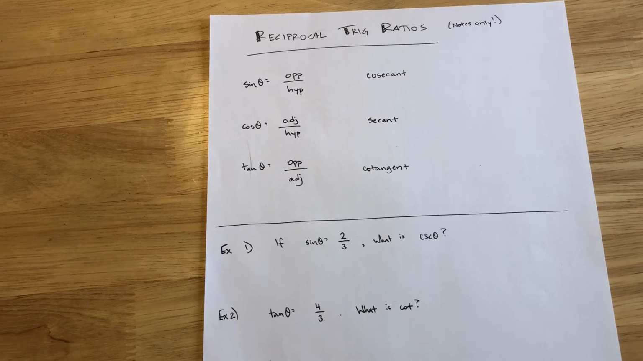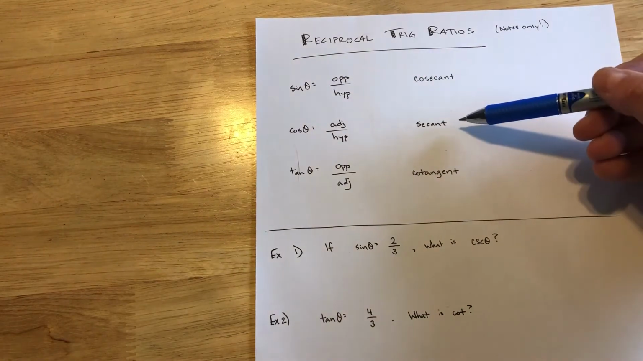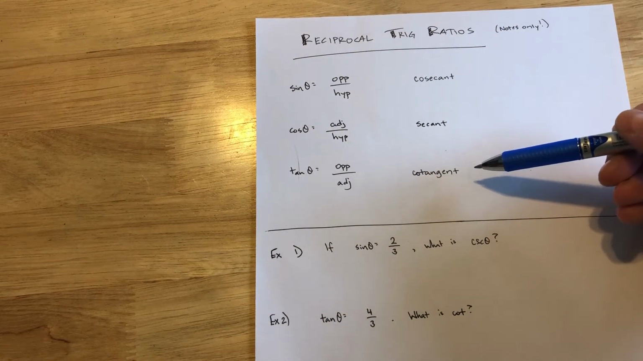Great news, or bad news, depending on how you feel. There are not just 3 trig ratios. It's not just sine, cosine, and tangent. There are actually 3 additional trig ratios. They are called cosecant, secant, and cotangent.